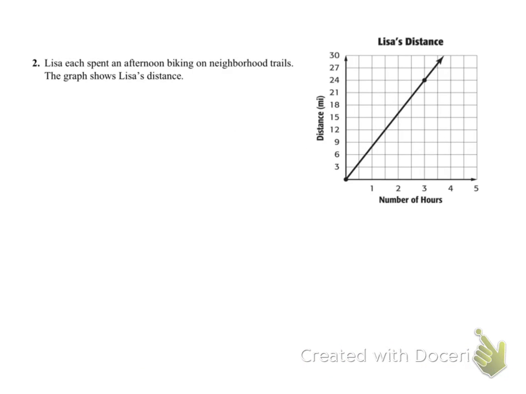All right, so here's our second one. Lisa spent the afternoon biking on neighborhood trails, and this graph shows Lisa's distance. Is this proportional or not? Here's our point right here. That is (0, 0). She didn't start out at a certain distance; she didn't clock it as, hey, I'm already 4 miles into this trail. (0, 0) is key for identifying proportional and non-proportional relationships. If it goes through (0, 0), called the origin, then it is proportional.